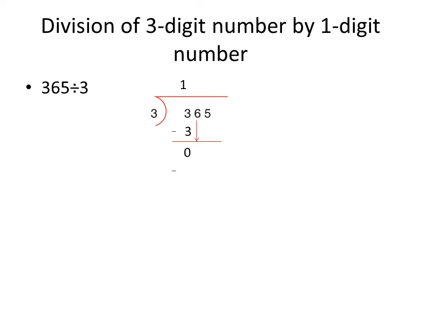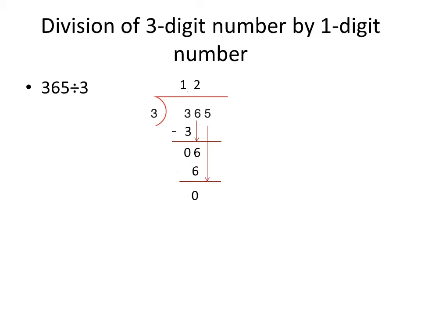Now next digit comes down. Here next digit is 6. So 6 comes down. Now recite the table of 3 till you get 6. 3 ones are 3. 3 twos are 6. Write 2 above the line as shown and 6 here. Now subtract it. 6 minus 6 is 0.